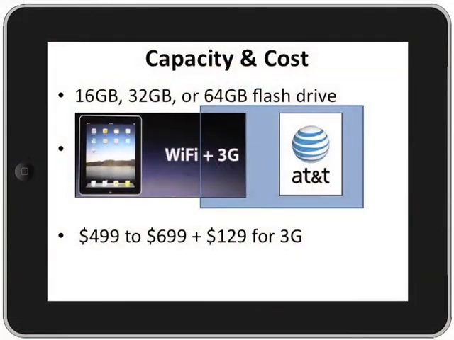Just in a nutshell, there are 3 flavors of memory size that you can buy. They range from $500 to $700, and then you can add another $129 on top of that if you want the 3G, which would give you access through the AT&T network, wherever you're at, and not dependent upon just a Wi-Fi connection at, say, home or work.